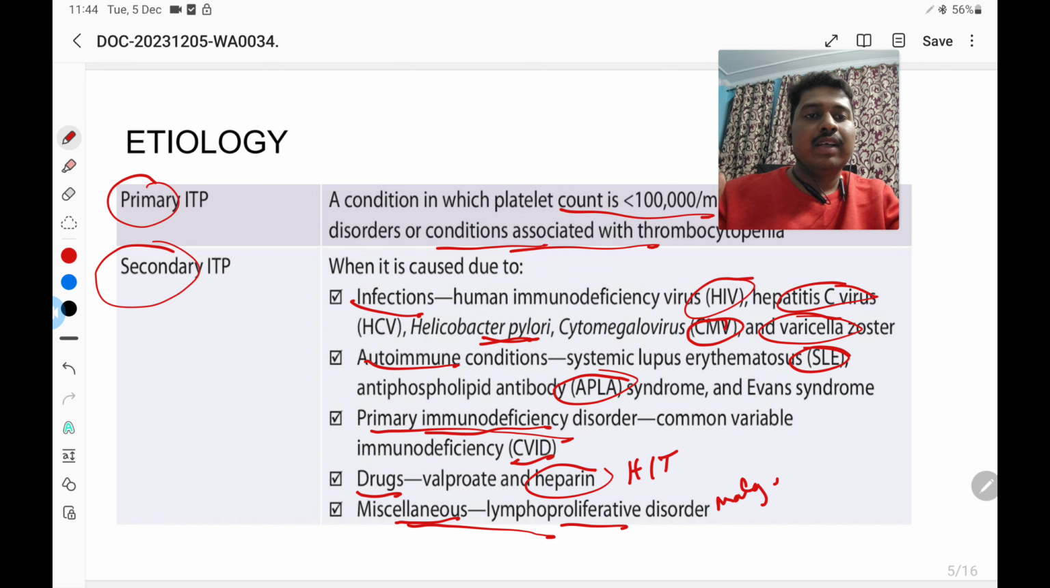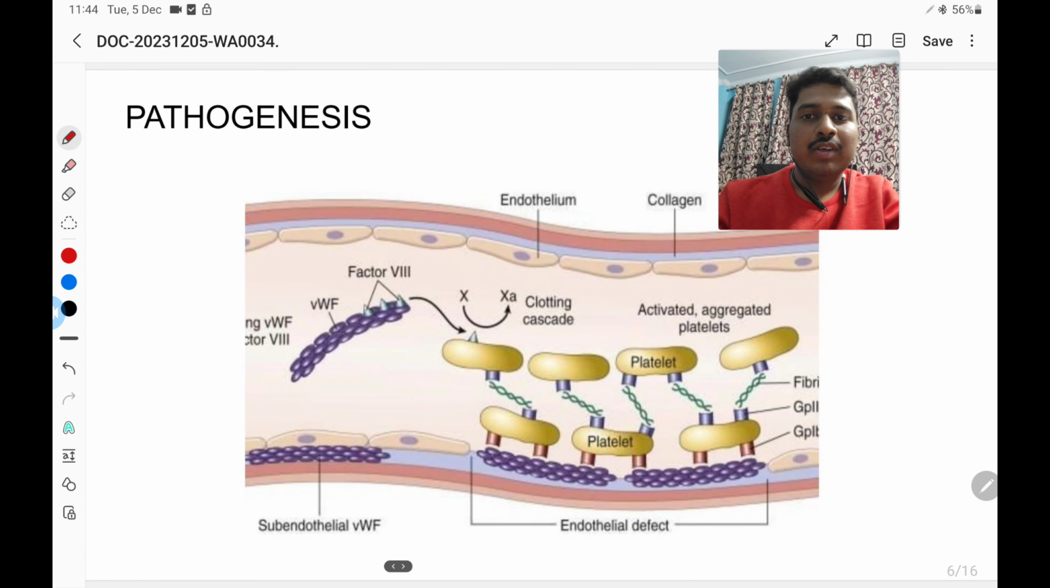So now close your eyes and try to remember what are the causes: primary, and you have secondary causes. In primary, there is decreased platelet count, but there is no definite cause of ITP. In secondary, you have infections, you have autoimmunity, you have primary immunodeficiency, you have drugs, and miscellaneous causes. Okay. So after etiology, you will be moving towards pathogenesis.